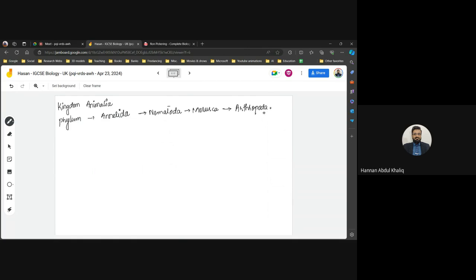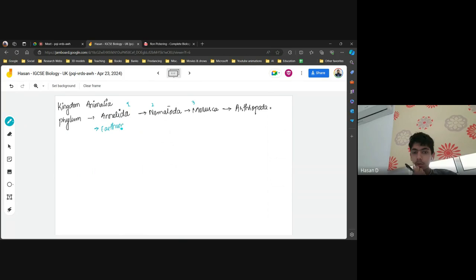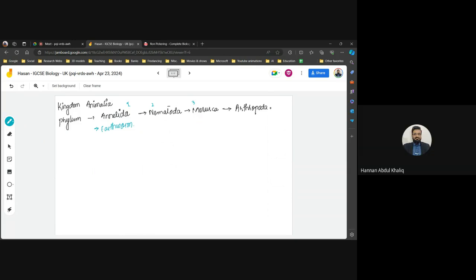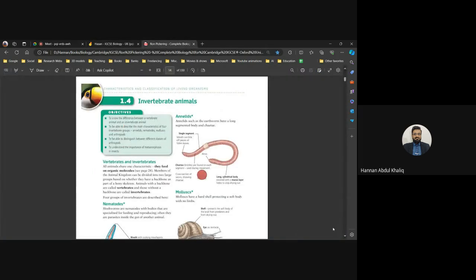Our syllabus basically discusses only one representative organism of these three groups. In Annelida, we studied the earthworm. Sorry, one second, I'm trying to note down the spelling. Mollusca. Okay, got it. And in Nematoda, we discussed, I guess, the hookworm.